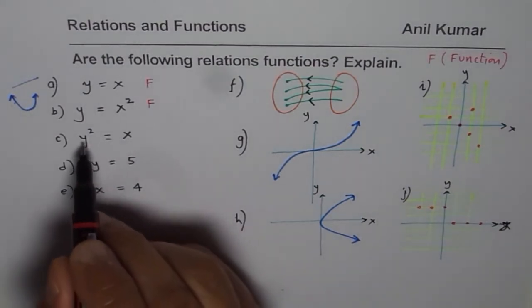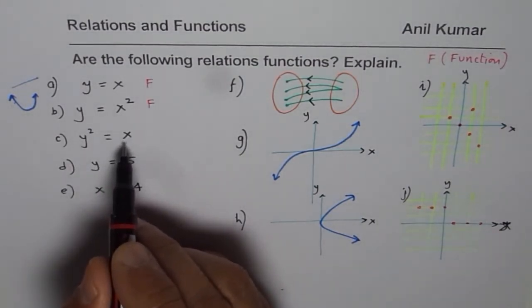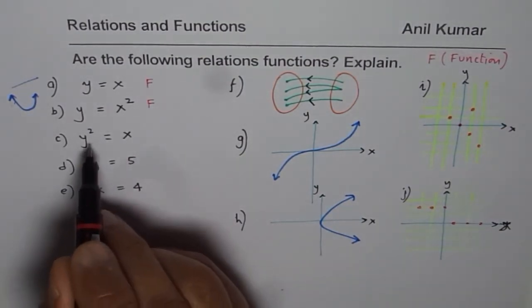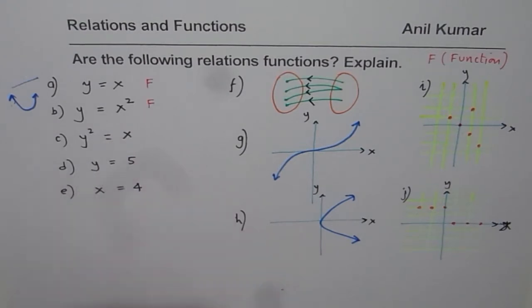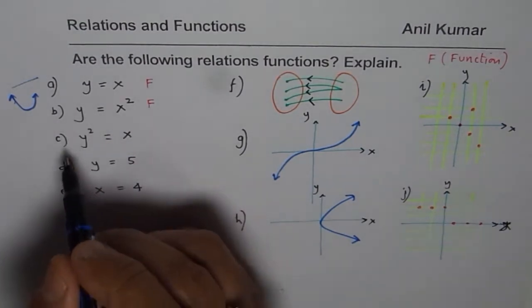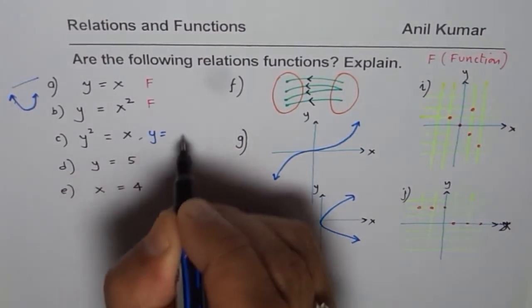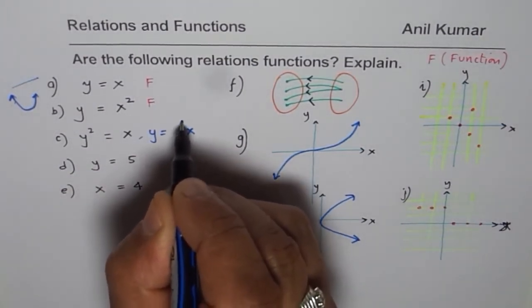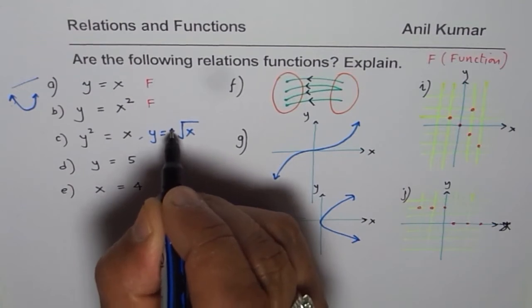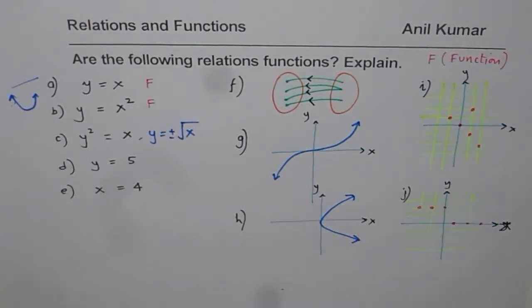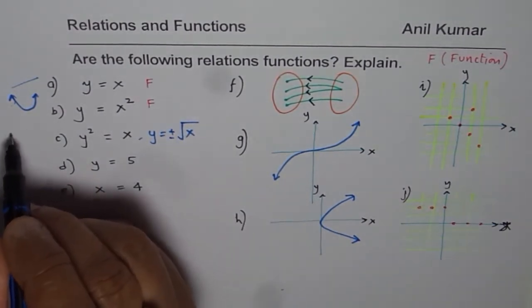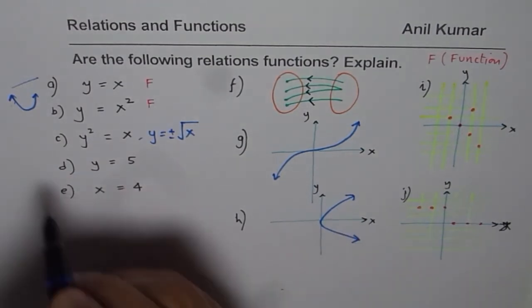Okay, y square equals x. Now whether this is a function or not. y square equals x. So what is y? In this case, y will be square root of x. Whenever you take the square root, you have to write plus and minus. And therefore, this graph will be kind of the graph shown here.